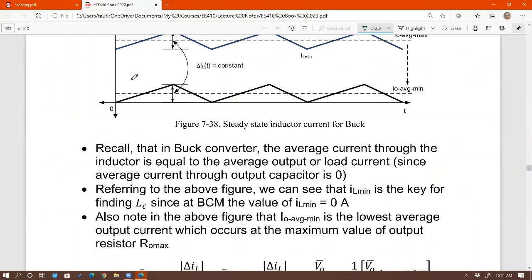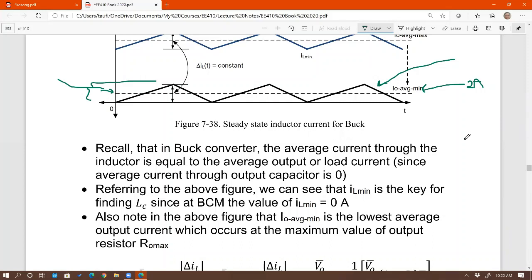What I'm saying is that boundary conduction mode is special, right? Right here, this is boundary conduction mode. It's very special because the average value right there is always half of delta IL. So if you know the average value at the boundary conduction mode, you would know delta IL. That's the statement I'm trying to make. So if, let's say, at BCM, the average is 2 amps, then can you tell me what delta IL is?